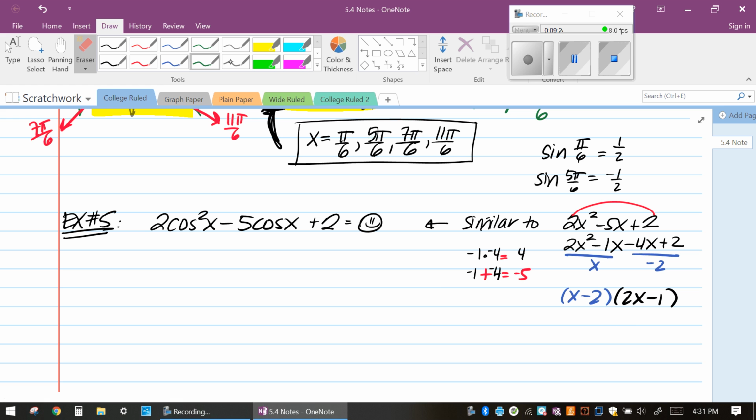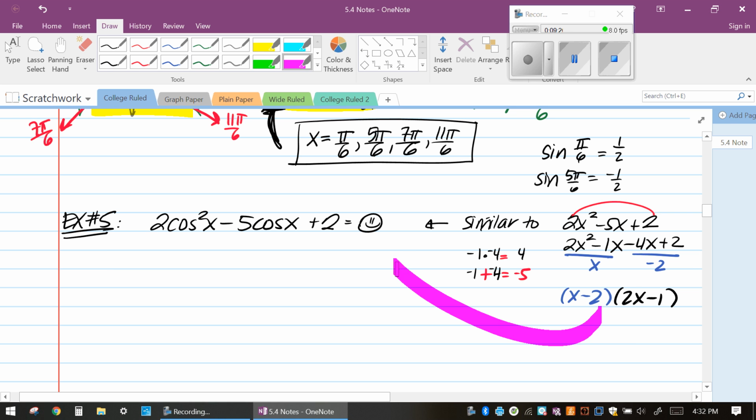Okay, so I'm going to go ahead and relate this answer back to the original problem that had trig functions. So instead of x, I'm going to use cosine. So this factors to cosine of x minus 2 and 2 cosine of x minus 1. So again, the x's in your binomials are your cosines.